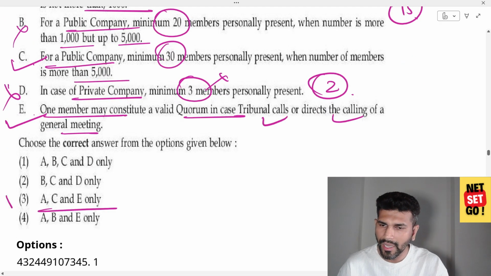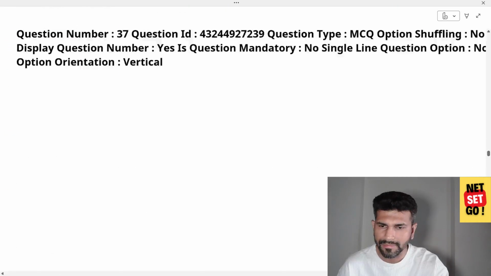general meeting. Correct. So correct are A, C and E. A, C, E only are correct. Option 3 is correct answer.